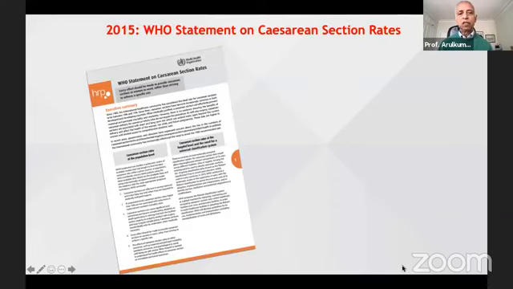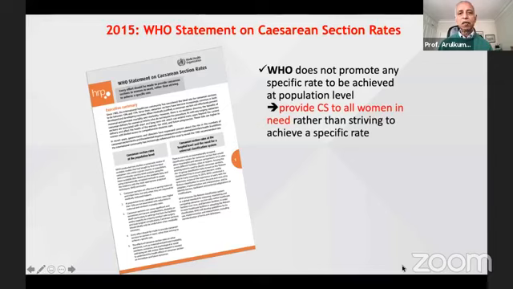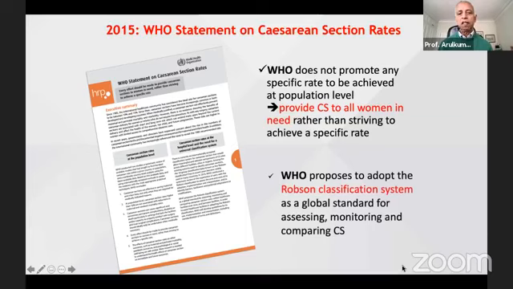So when the WHO was challenged at this stage, they came out with another statement in 2015 saying that they do not promote any specific rate to be achieved at population level, and they should provide cesarean section to all women who need, rather than trying to achieve a specific rate. But they recommended maybe each country, each region should use Robson's classification to look at their own cesarean section rate and see why the section rates are high, where can we reduce the cesarean section rate. So WHO came off that 15% standard section rate in 2015.